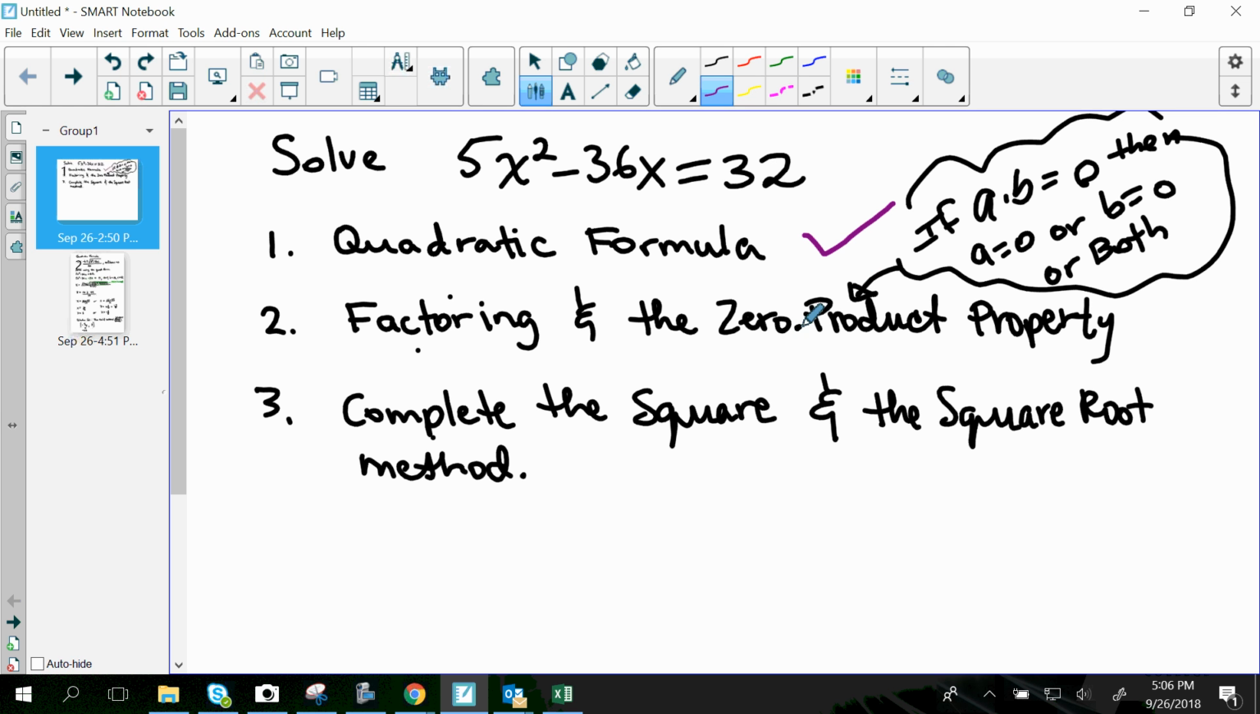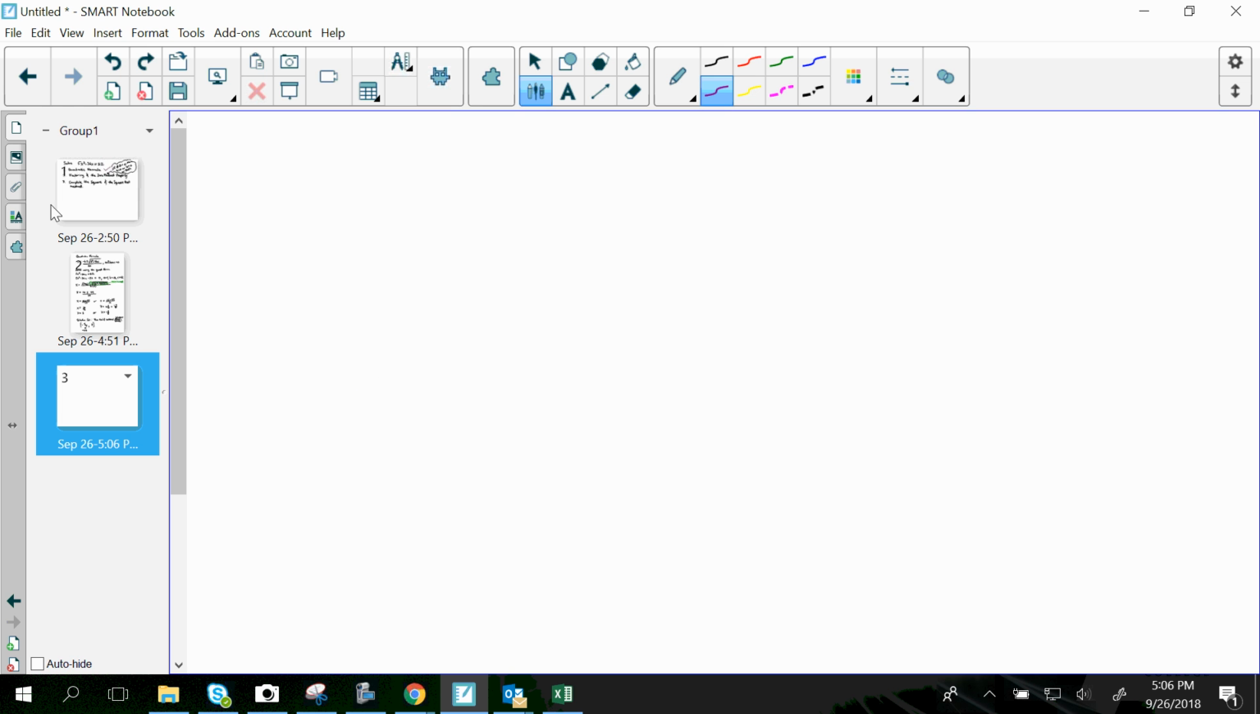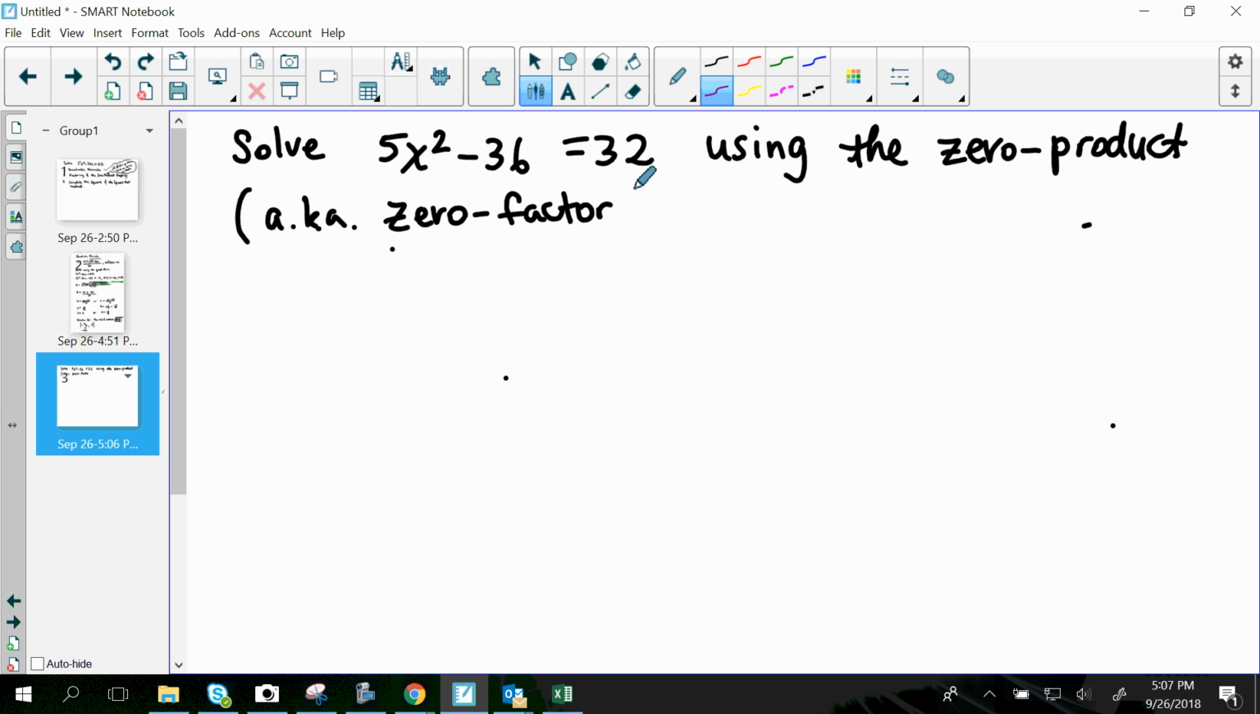So what I was trying to say, the shorter version of that, or maybe it's longer, is that we're going to solve 5x squared minus 36 equals 32 using the zero product, also known as zero factor property.